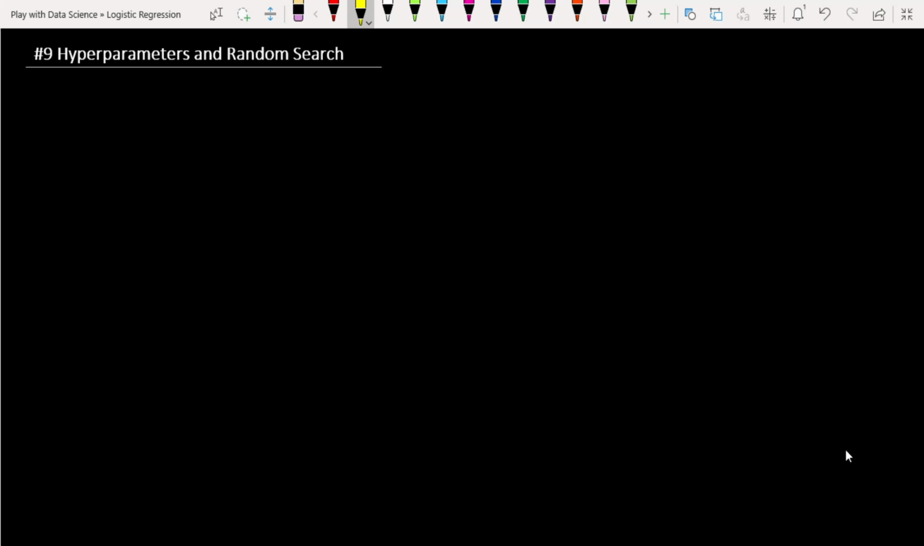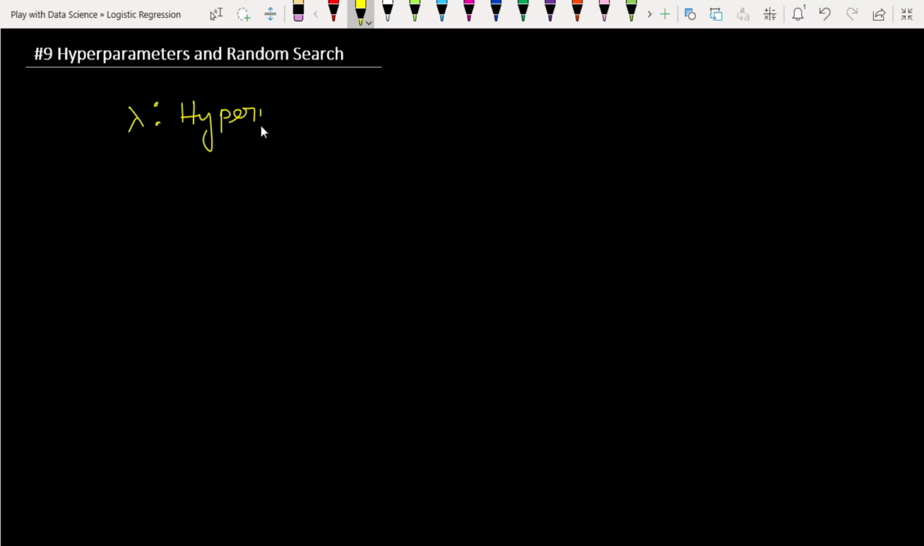So this is our lecture number 9 in the series of logistic regression. Today we are talking about hyperparameter tuning and random search. In the L1 and L2 regularization techniques, we already learned about the hyperparameter in logistic regression. There we have taken the hyperparameter as lambda. Lambda is our hyperparameter in logistic regression.